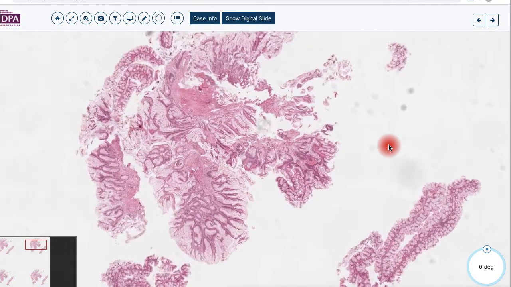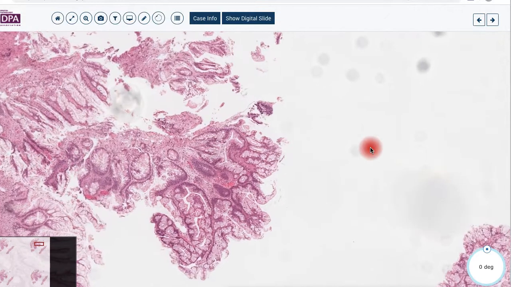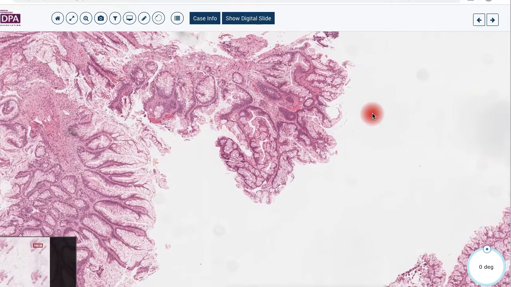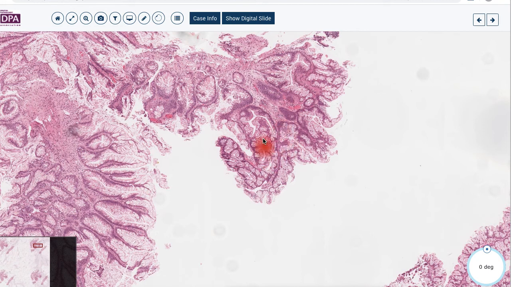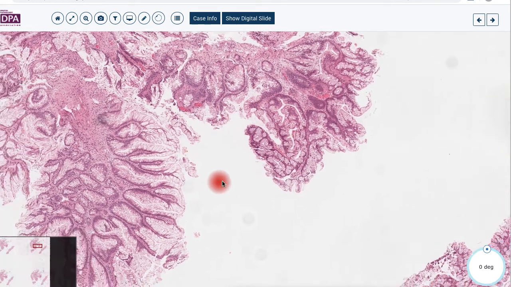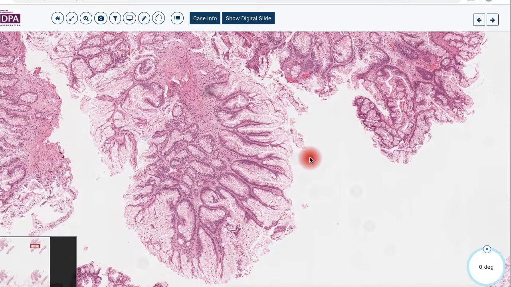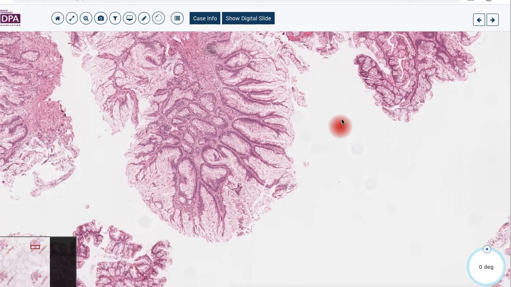So let's go down to a little bit higher magnification and see if that's the case. Here we see some complexity. We don't see a lot of loss of mucin, so that would lead us to think that we're dealing with some sort of serrated lesion, either a hyperplastic polyp, although this is quite large, or a serrated adenoma of some sort.